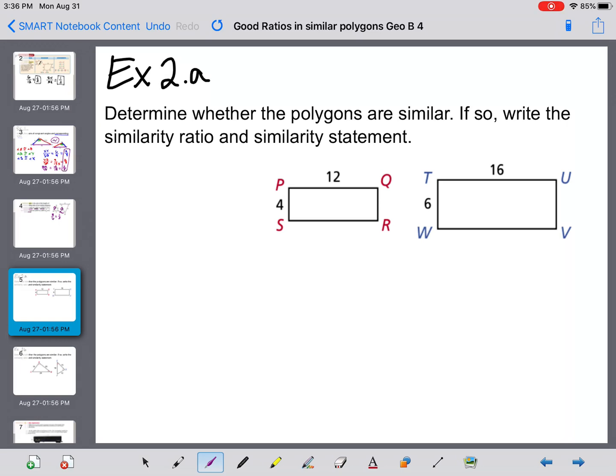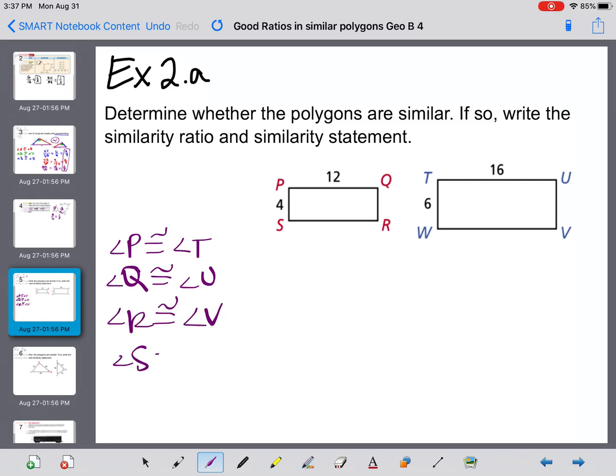Example 2 says determine whether the polygons are similar. If so, write the similarity ratio and similarity statement. These are both rectangles. And since they're rectangles, we know that the angles are equal. So angle P is congruent to angle T, angle Q is congruent to angle U, angle R congruent to angle V, angle S congruent to angle W.